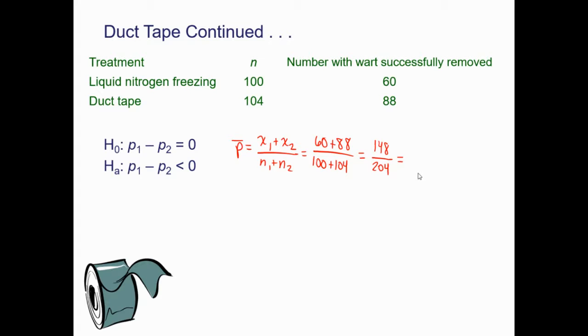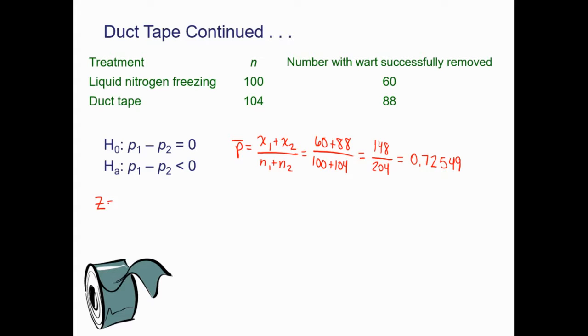Which, if we did this to 5 decimal places, we would get 0.72549. Okay, we've got our P bar. Let's go on and calculate Z.